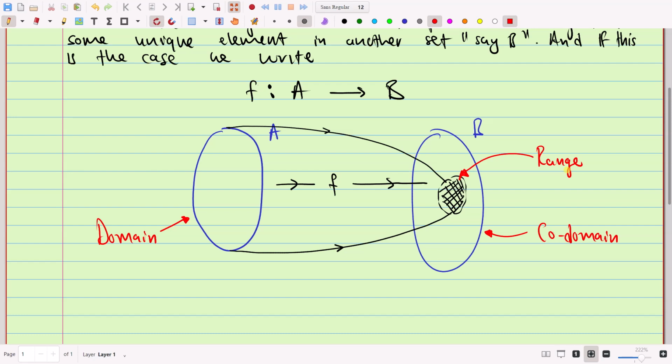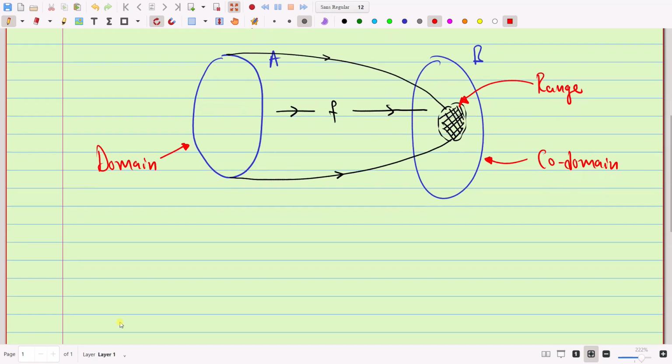These are basic things that you have to understand when it comes to functions: a function is just a rule which assigns everything that resides in A to some things in B. Whatever element is in A, it is always assigned to some unique element that resides in B. That's exactly how we define the function.